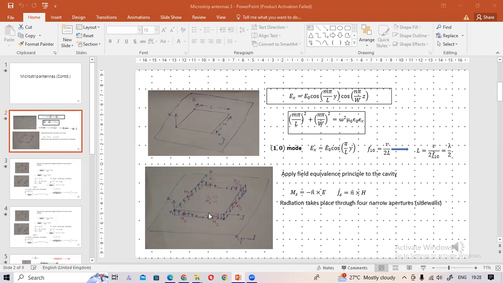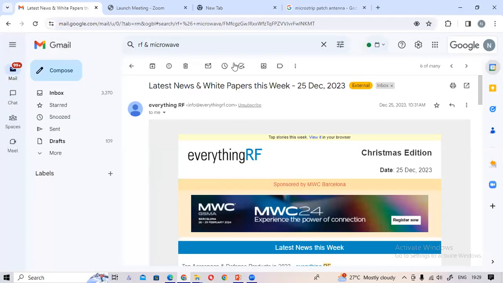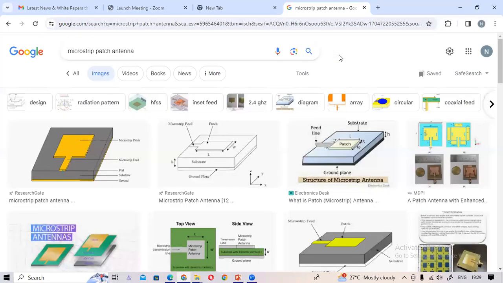If you consider this kind of patch antenna, I told you that the current distribution of the patch antenna is very complex. It is not easy, not a simple thing, it is somewhat difficult. So let's say that you are feeding a signal, maybe here. Consider that this is your patch antenna.